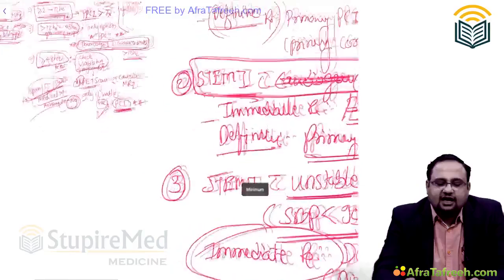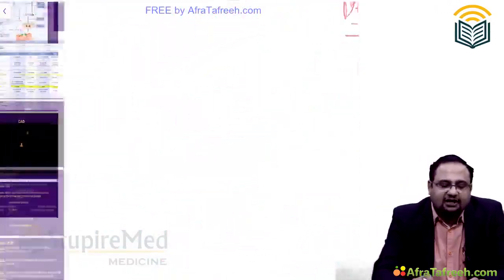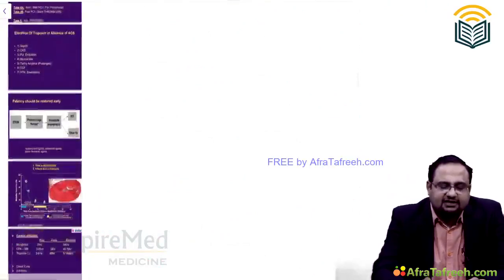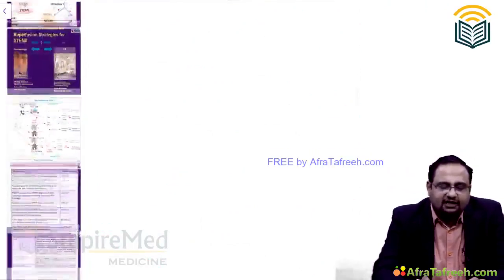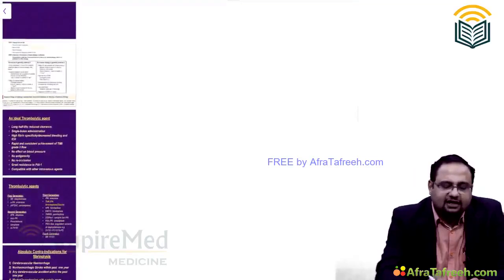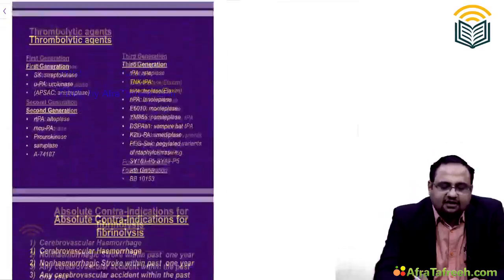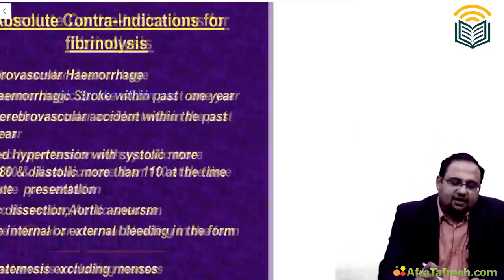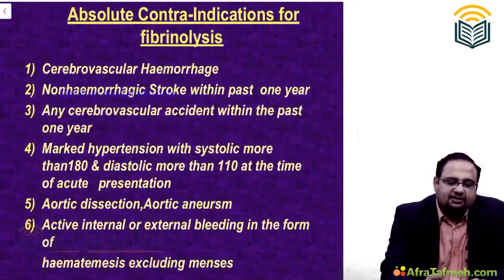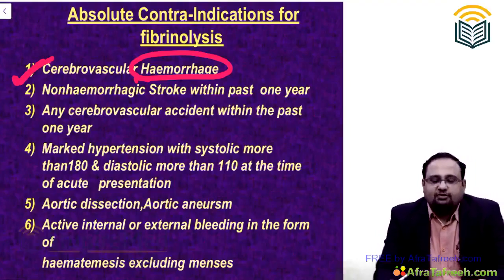So these are the contraindications to the thrombolysis. Other contraindications to the thrombolysis, I'll just enlist it. It's a very important thing. That list is very important. So what is the other list? Contraindication to the thrombolysis is, yes, cerebrovascular hemorrhage. Anytime if you have got a bleed into the brain, it is a contraindication for thrombolysis.